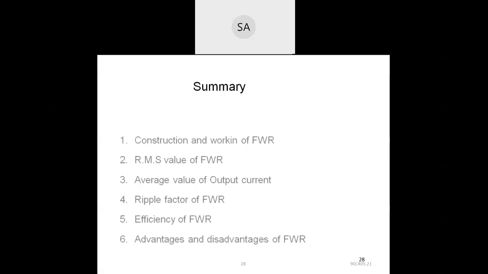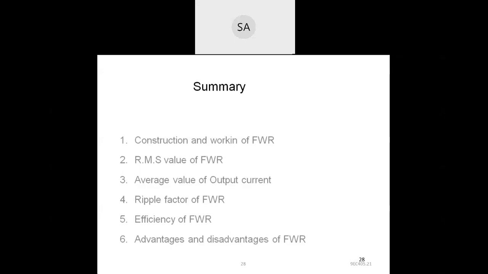RMS value of full wave rectifier. The RMS value of the center tapped full wave rectifier is IRMS equal to Im by root 2, whereas for the half wave rectifier it is Im by 2. And IDC is 2Im by pi, or VDC is 2Vm by pi. Whereas for the half wave rectifier, IDC is equal to Im by pi and VDC is equal to Vm by pi. That is, the center tap full wave rectifier value is twice that of the half wave rectifier.